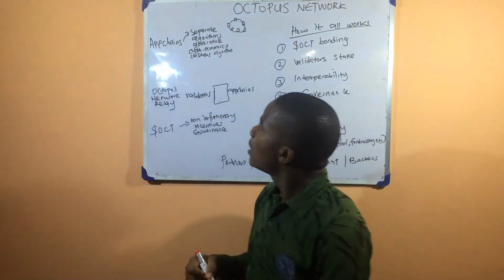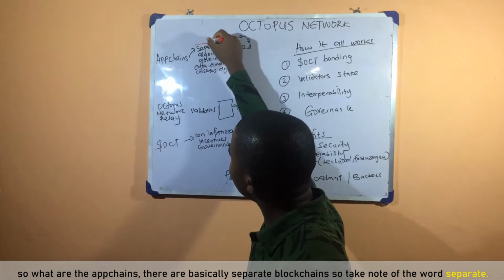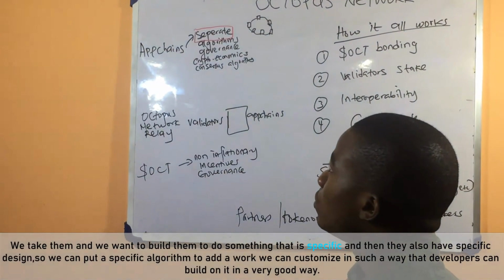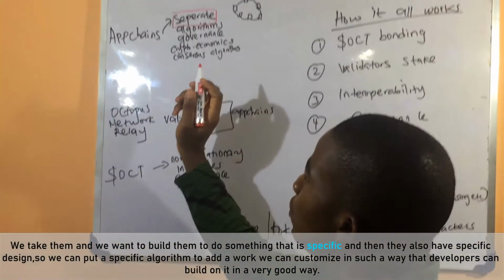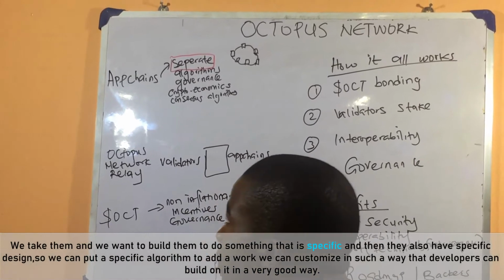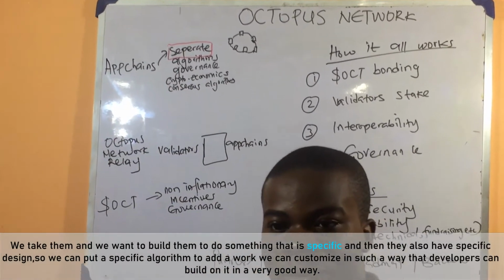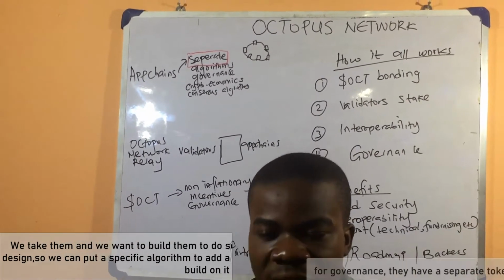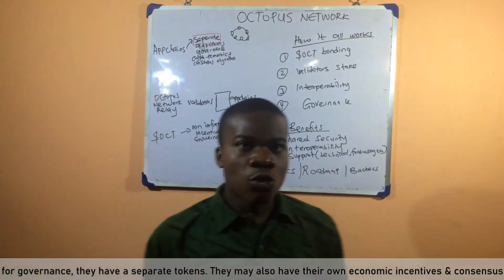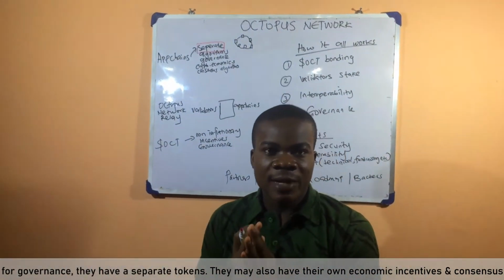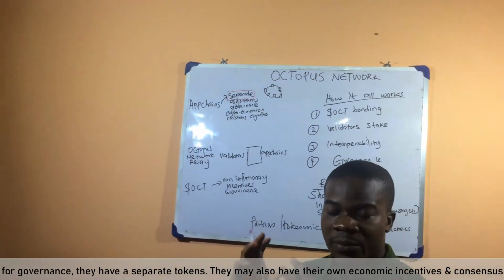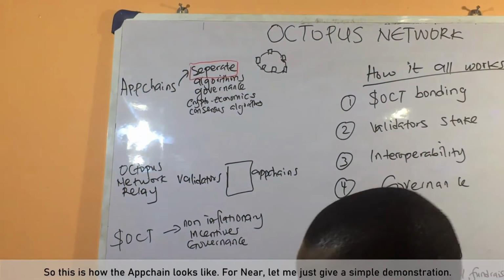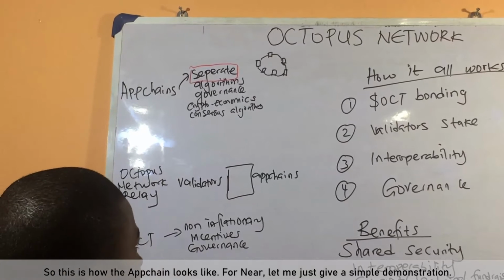So what are Appchains? They are basically separate blockchains. Take note of the word separate. We build them to do something specific, with a specific design, so we can put specific algorithms for how they work. We can customize them in such a way that developers can build on them very well. They have separate governance, a separate cryptoeconomic design and incentives, and a separate consensus. So this is what Appchains look like.